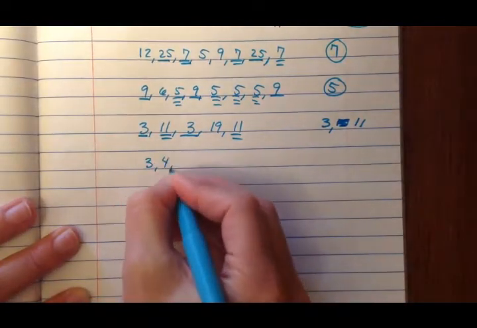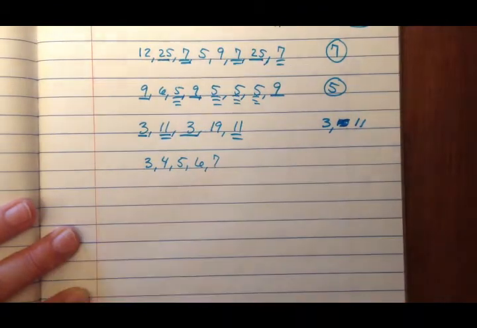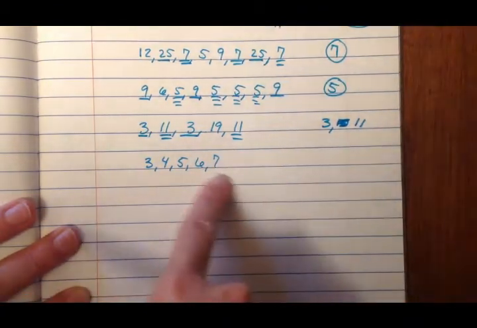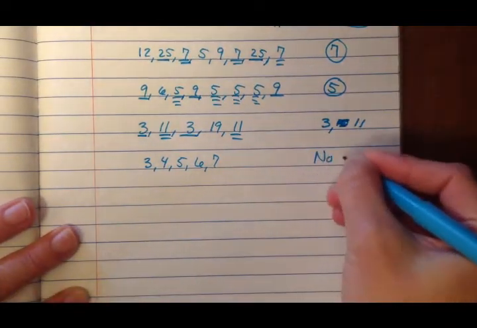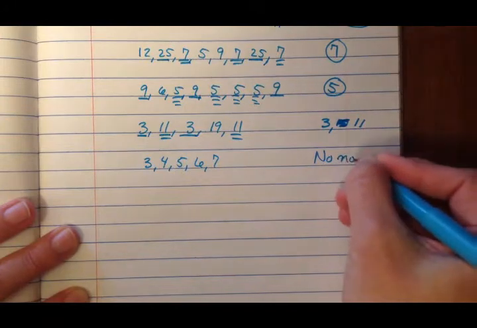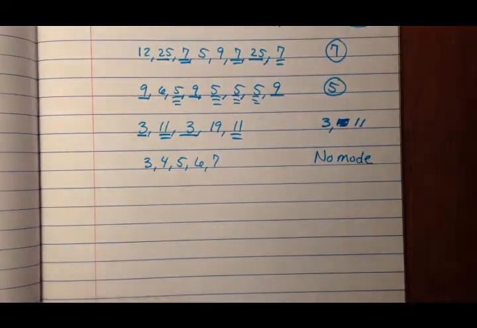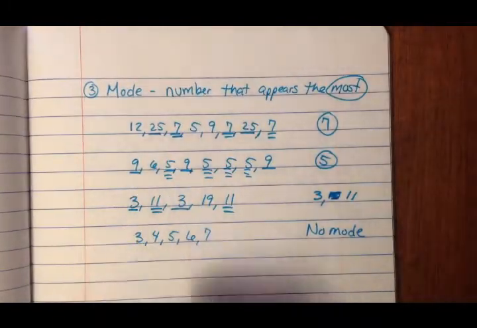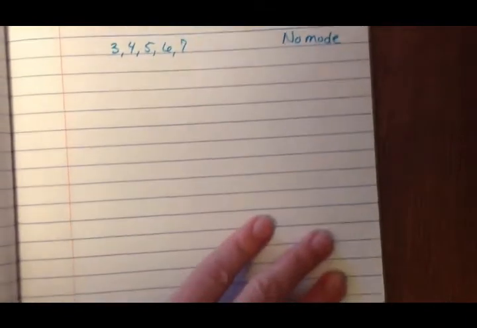It's also possible to have no modes. So if you have 3, 4, 5, 6, 7, what number occurs most often? Well, they all occur once. And so in this case, we would have no mode if a number does not repeat itself. And so mode is the number that occurs the most. You just want to look for the number that happens more often than others.